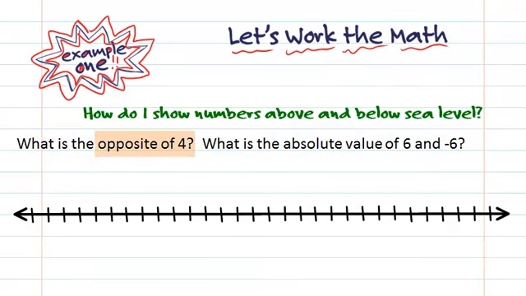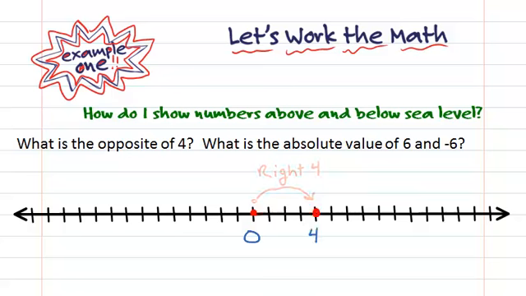What is the opposite of 4? In order to know the opposite of 4, I need to know 4's distance from 0. So let's start by plotting 0. Now, plot 4 on the number line. Count 4 units to the right of 0: 1, 2, 3, 4, and identify that point as 4.